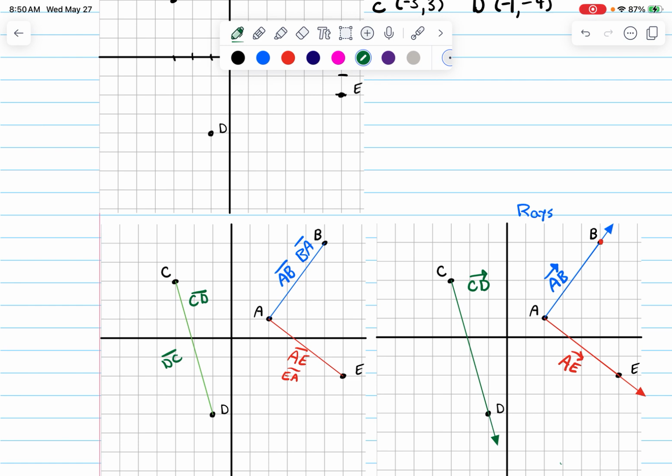Now remember, if you have something like this, let's suppose you start over here at H. Here you have K. This would be HK. If you go the other direction, where this is H and K is down here, then that would be KH. So the direction matters on these rays.